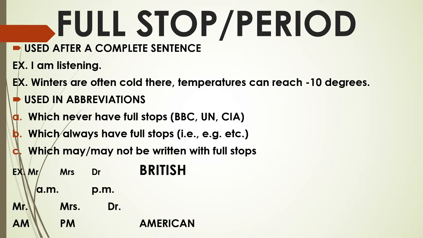For example, look at the foremost one, where Mr., Mrs. and Dr. are not written with a full stop, but a.m. and p.m. have been written with full stops. This is what has been picked from British English. That's a British way of writing. In the next example, where the opposite happens, Mr., Mrs. and Dr. with a full stop, AM and PM without a full stop but in capital letters. That is what American English is.